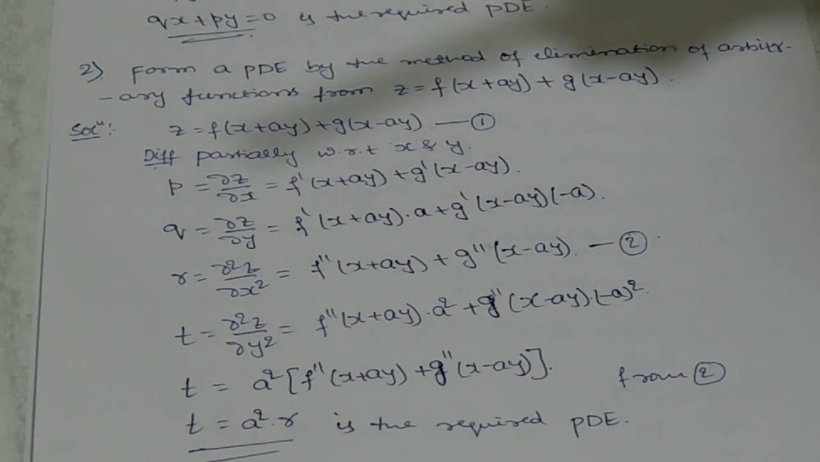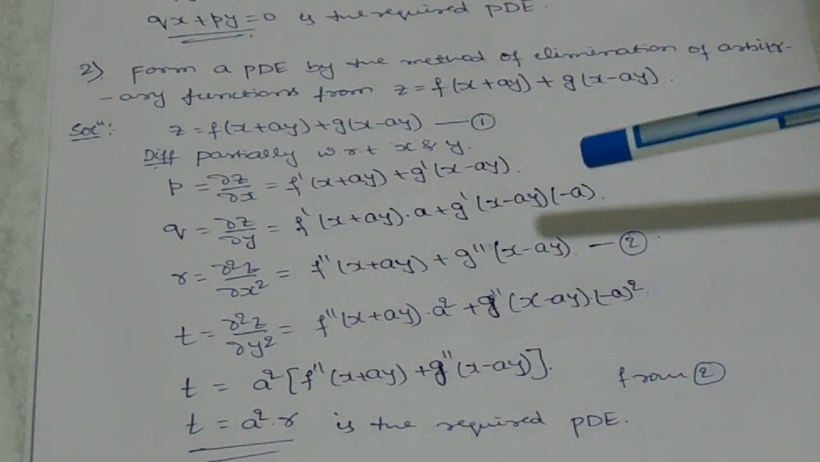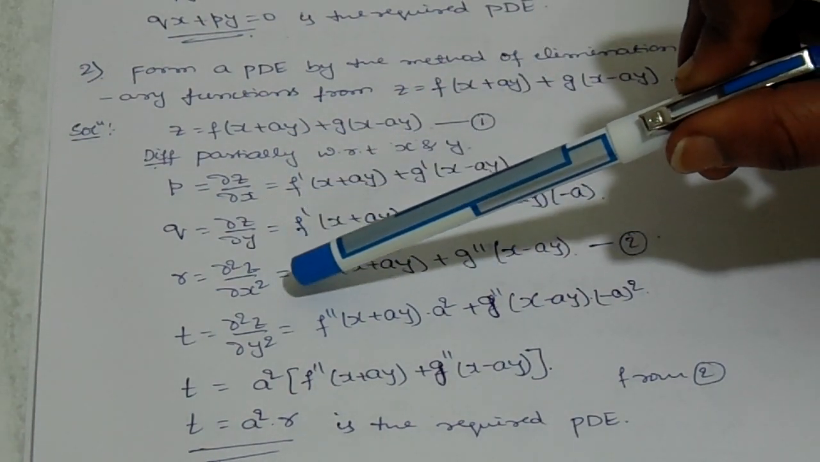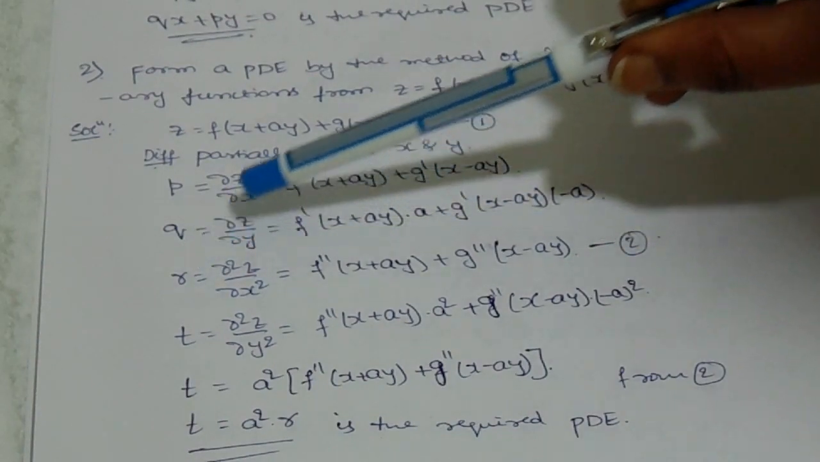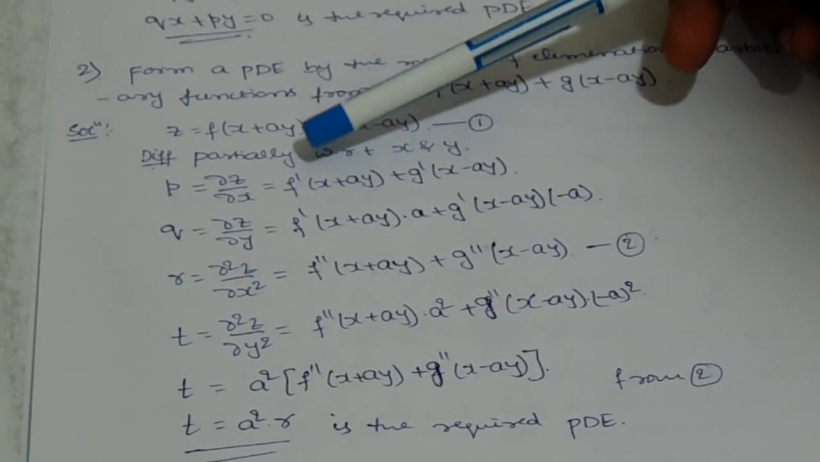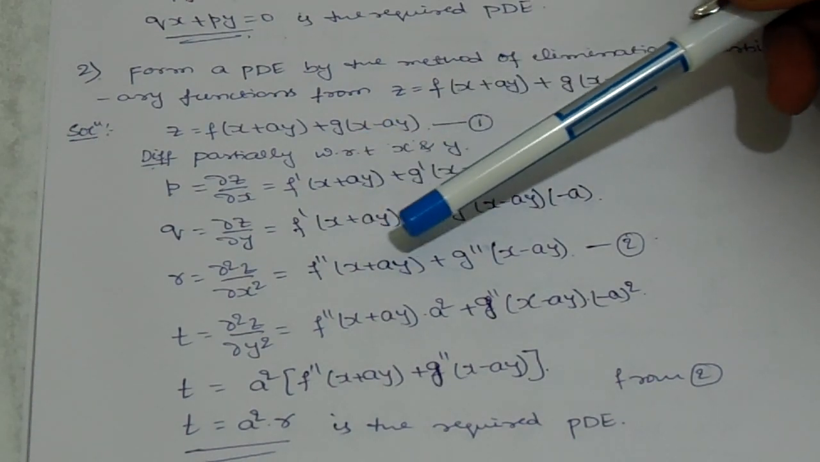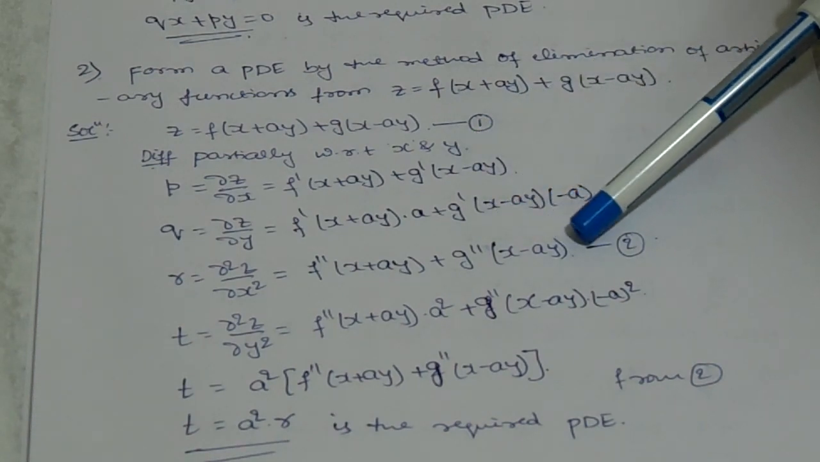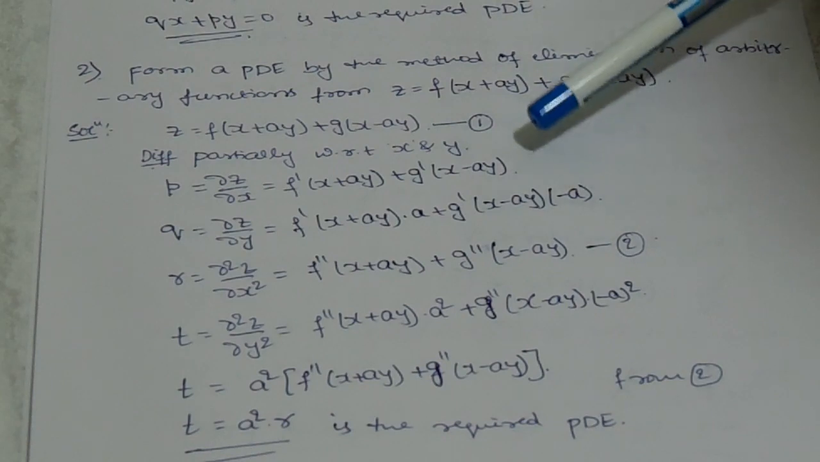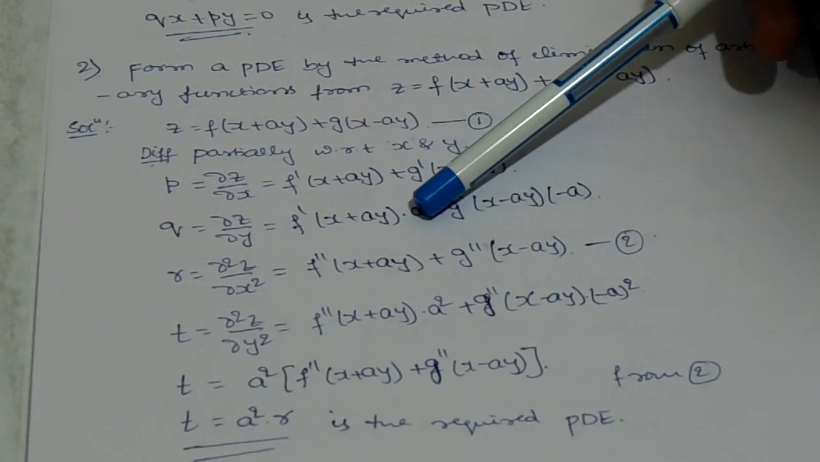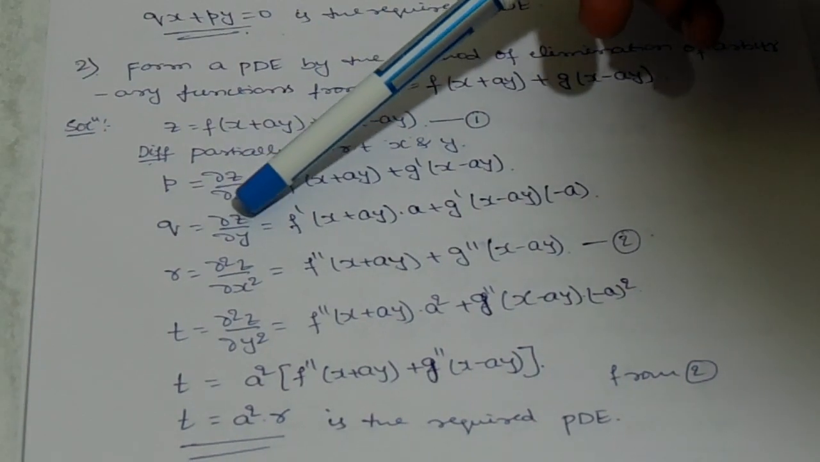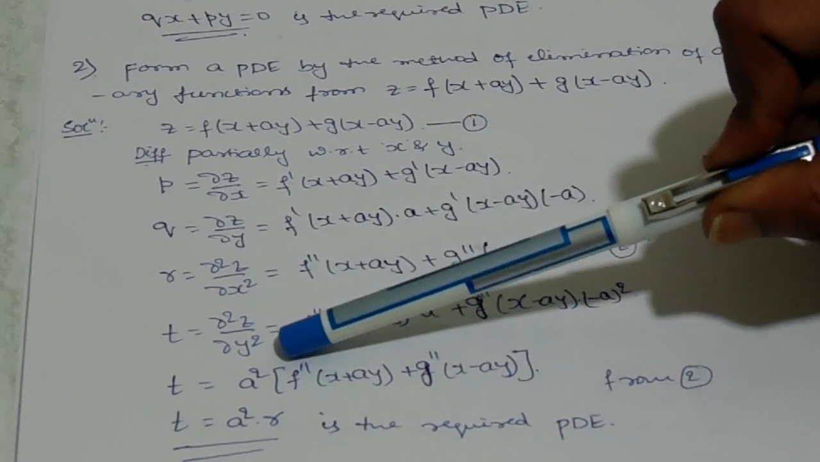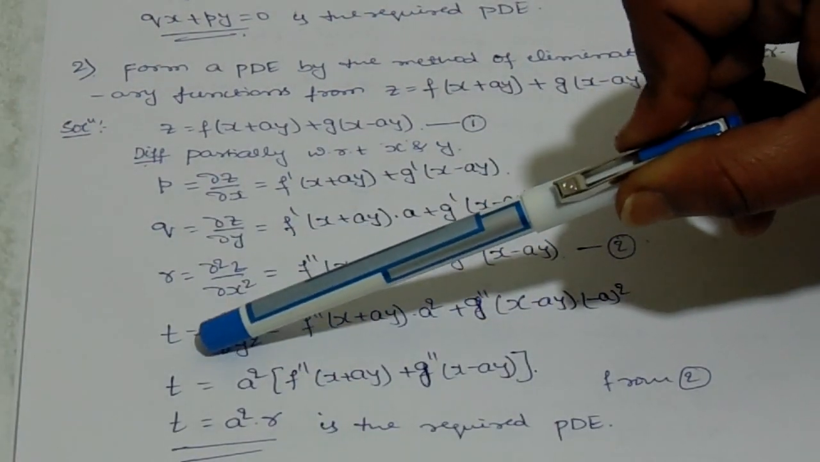Just by considering these two equations, that is p and q, it's not possible to eliminate f as well as g. So we'll go for higher order partial derivatives. Again differentiate dou z by dou x partially with respect to x. That is nothing but small r, dou square z by dou x square. f dash of x plus ay becomes f double dash of x plus ay into 1, and g dash of x minus ay becomes g double dash of x minus ay. Call it equation 2. Now differentiate dou z by dou y with respect to y. You will get dou square z by dou y square, which we denote by small t.